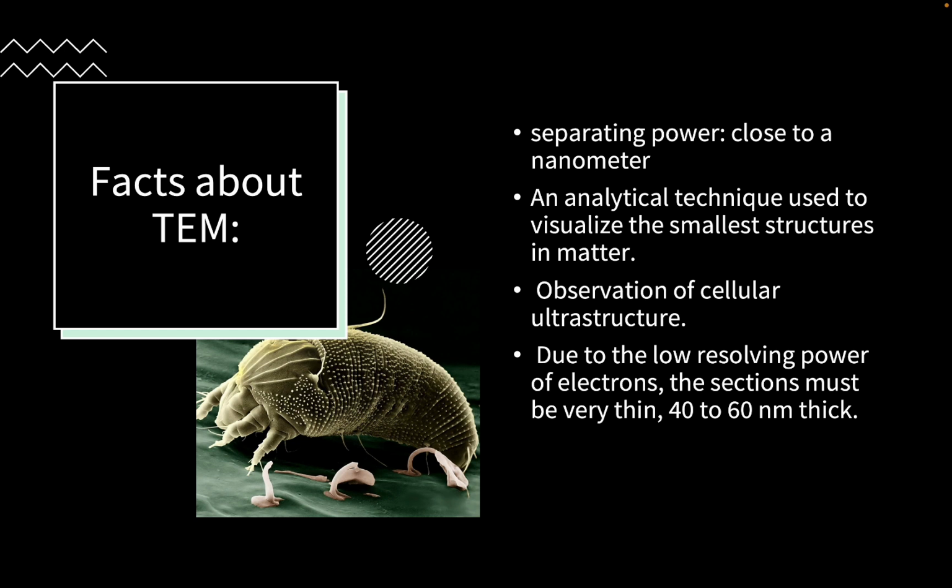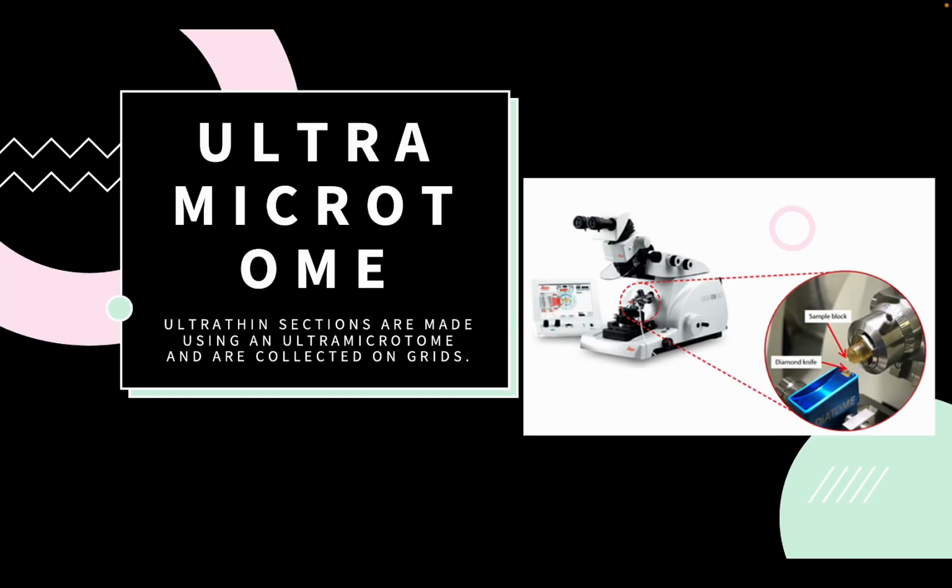Here are some facts about the transmission electron microscope. Separating power close to a nanometer, an analytical technique used to visualize the smallest structures in matter. Observation of cellular ultrastructure. Due to the low resolving power of electrons, the sections must be very thin, 40 to 60 nanometers thick. To have these thin sections, we are going to use an ultramicrotome. So ultra thin sections are made using an ultramicrotome and are collected on grids.